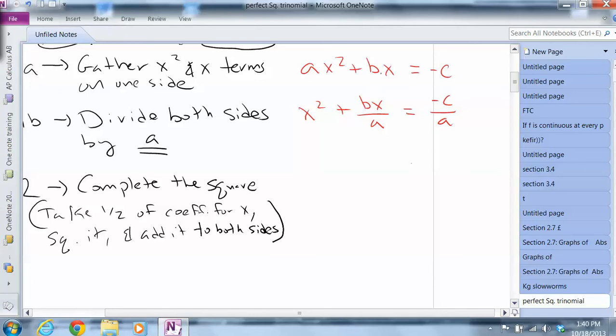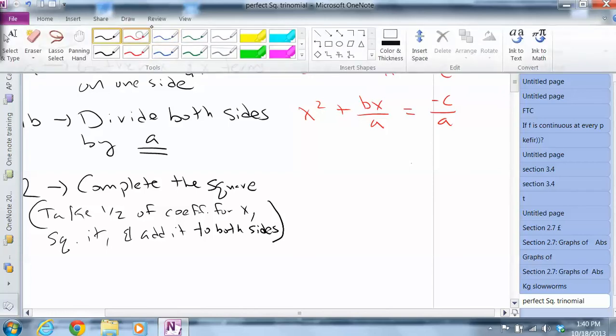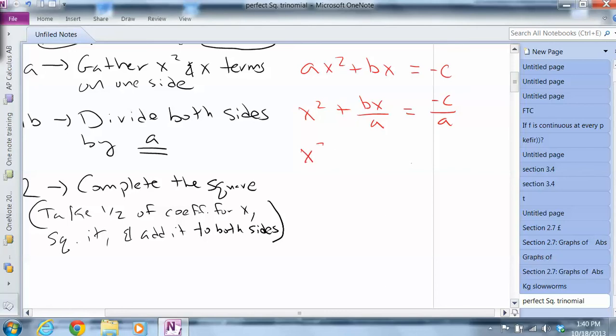Now, here's a question I have for you guys. What is the coefficient for x? Yeah, it's not just b, it's b over a. Notice how I'm kind of careful with my wording. I don't want to say take half of b because there's a b involved in this problem. What we're truly trying to do is taking half of the coefficient for x. So let me kind of somewhat rewrite the equation. X squared plus b over a times x equals negative c over a.